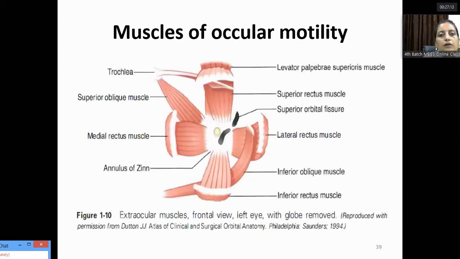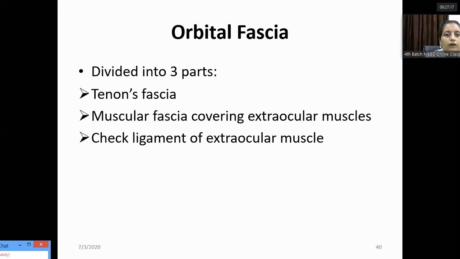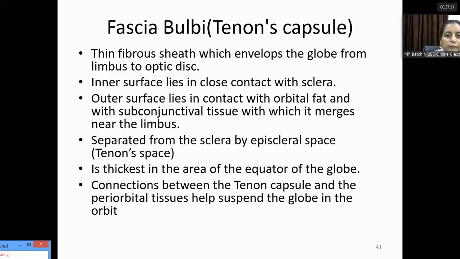And muscles of ocular motility. Orbital fascia: there are three parts of the orbital fascia: Tenon's fascia, muscular fascia covering the extraocular muscle, and check ligament of the extraocular muscles. So fascia bulbi, which is also called the Tenon's capsule, is a thin fibrous sheet which envelopes the globe from the limbus to the optic disc.